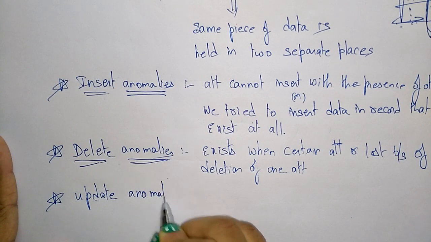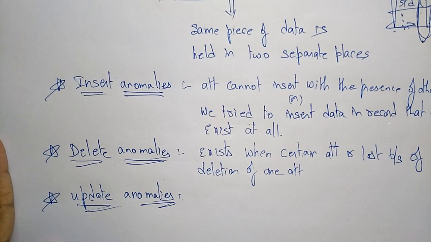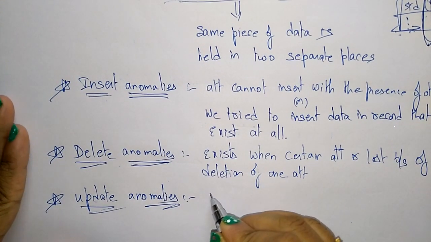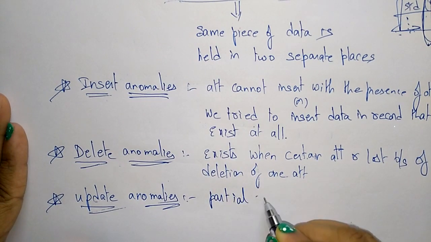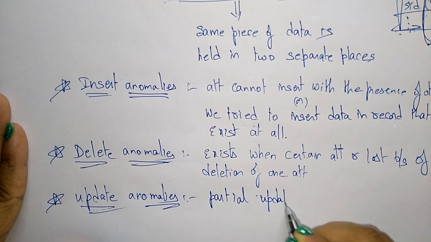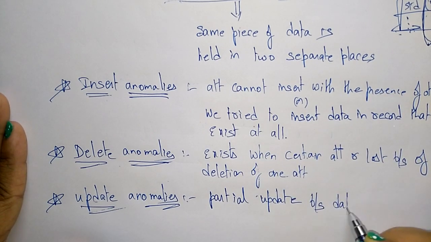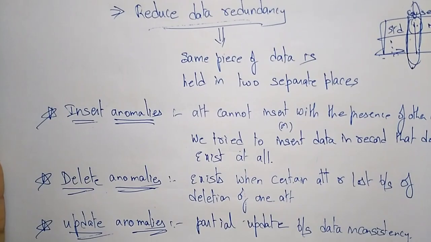Update anomalies. So what do you mean by update anomalies? Update anomalies means a partial update because of data inconsistency. Whatever record you try to update will be only partially updated. Why is it partially updated? Because of data inconsistency. So these are the different anomalies that are raised by using redundant data.